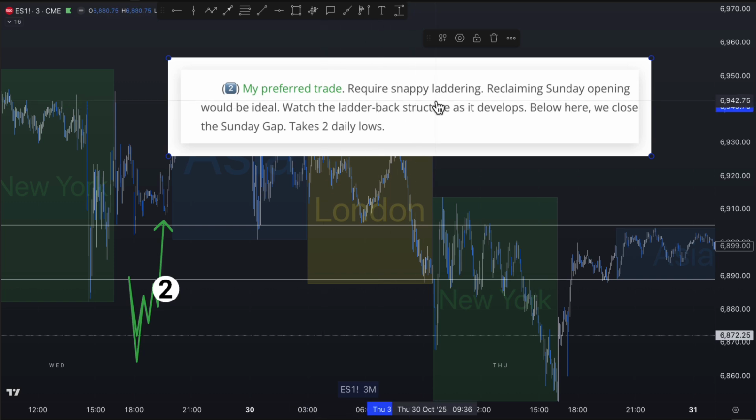I said it requires snappy laddering. Reclaiming the Sunday opening would be ideal. Watch for the ladder back structure as it develops. Below here, we could close the Sunday gap. This takes 2 daily lows, so it was certainly the preferred trade.